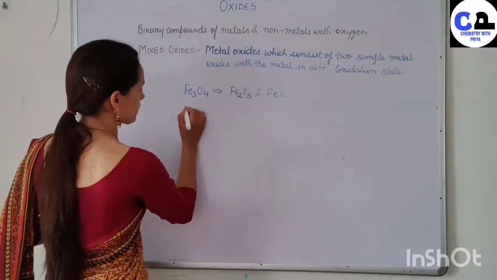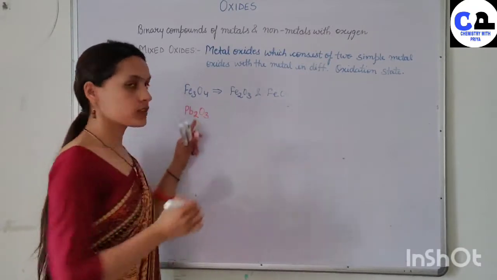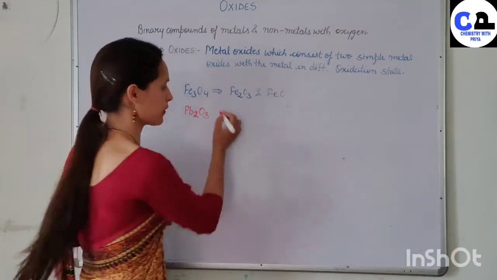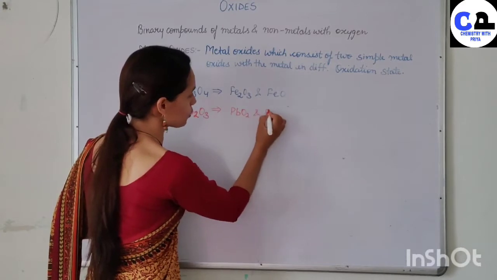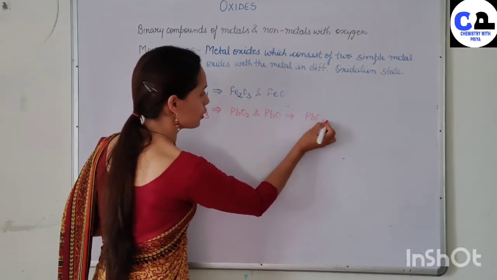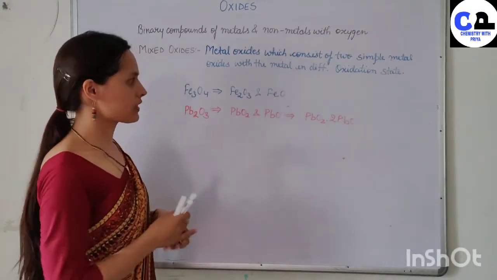Similarly, Pb2O3. Now this Pb2O3 is also a combination of two different oxides of lead, and these two oxides are PbO2 and PbO, and the formula is PbO2.2PbO. So what are mixed oxides?